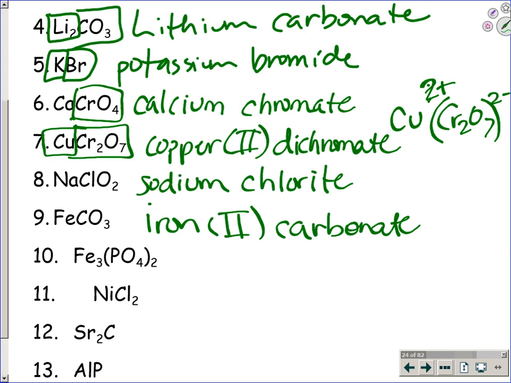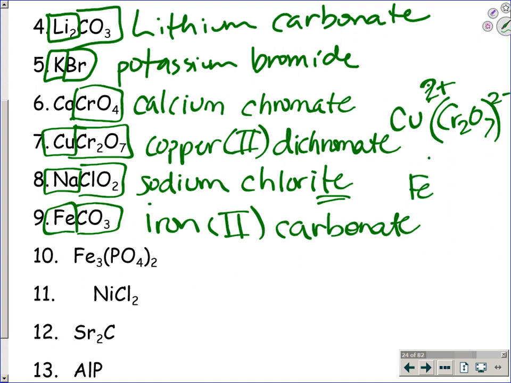Thank you. All right, on 8, first name is sodium because sodium is the obvious cation there. ClO2 has a name. It's not chlorate. It's chlorite. Very good. And then again, for the transition metal of iron, and then we have next to it carbonate, and then what's carbonate's charge?